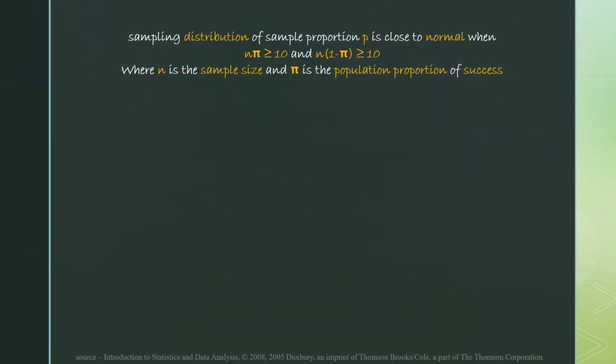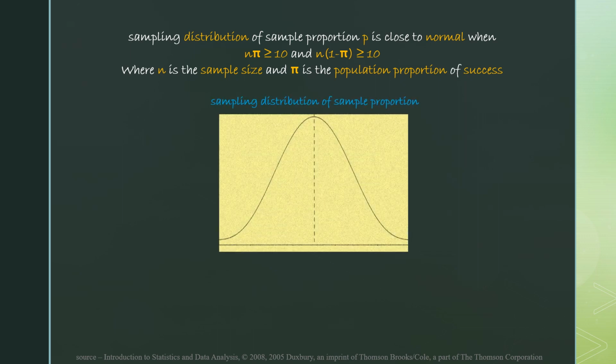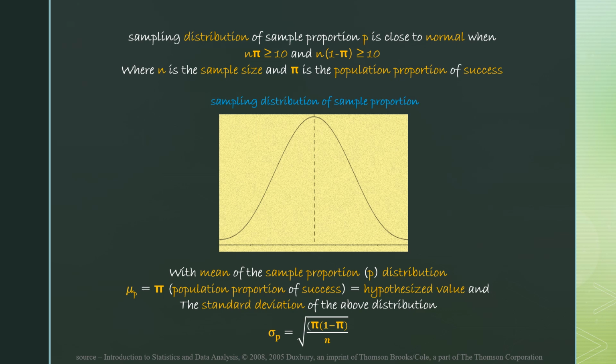Please recall, the sampling distribution of sample proportion p is close to normal when nπ is greater than or equal to 10 and n multiplied by (1 − π) is greater than or equal to 10, where n is the sample size and π is the population proportion of success. The mean of the sample proportion distribution, μp, equals π, the population proportion of success, which in turn also equals the hypothesized value, because we arrive at the p-value on the statistic distribution where the mean happens to be equal to the hypothesized value.